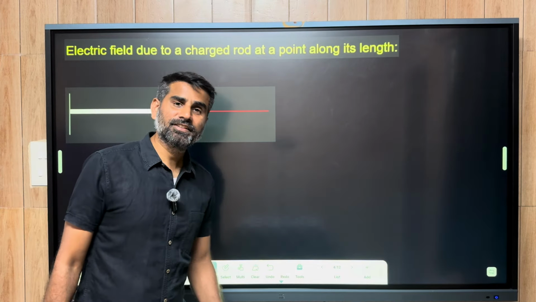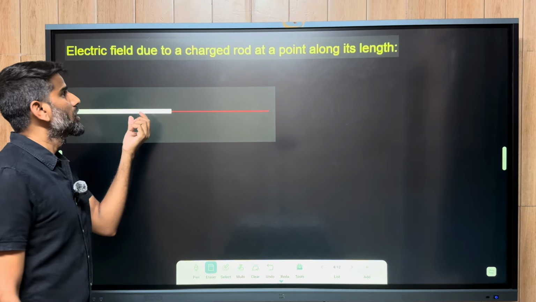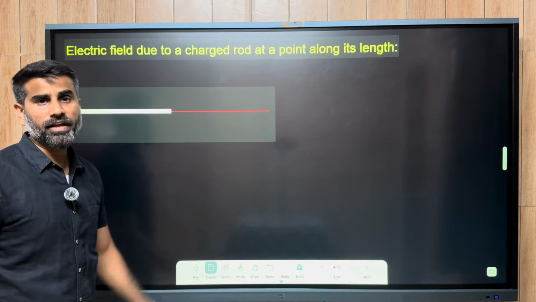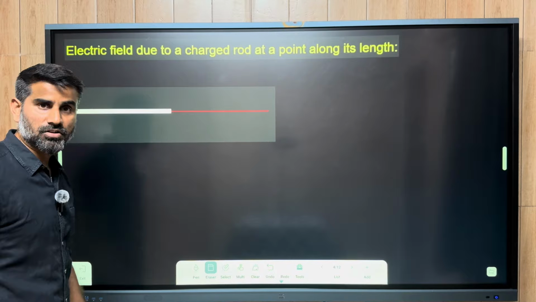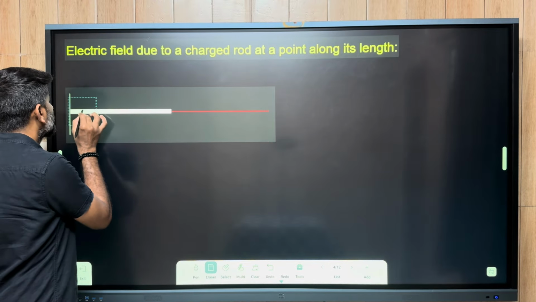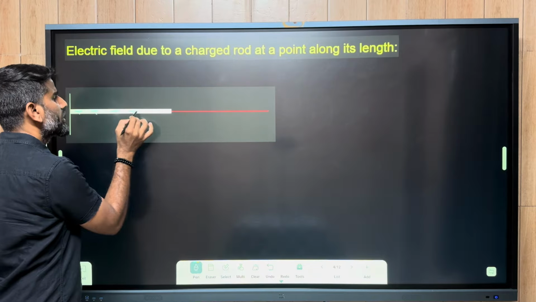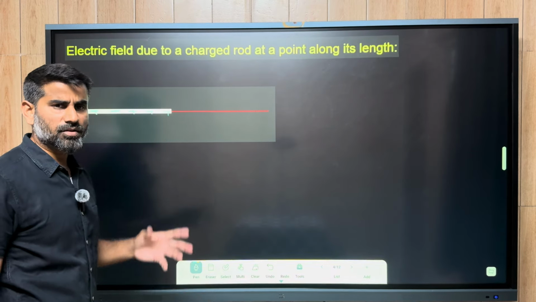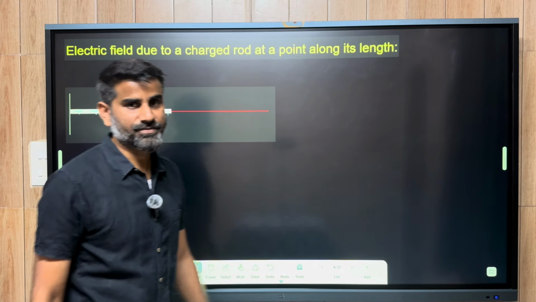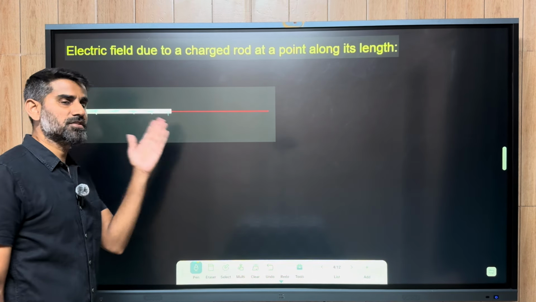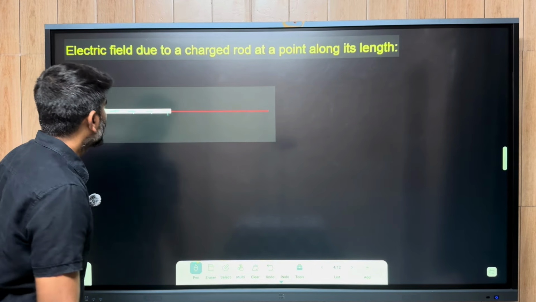Okay, let's look at this case. In this case, we are going to find the electric field due to this charged rod at a point on the axis of the charged rod. So this is the charged rod, let's say, which is positively charged. You can even take negatively charged also. The concept and the steps are all same, except the direction changes. Direction reverses. For positive charge, it is away from the charge. For negative charge, it is towards the charge.